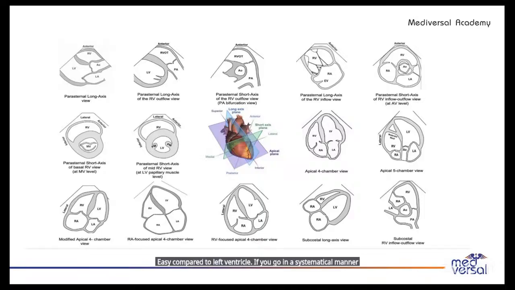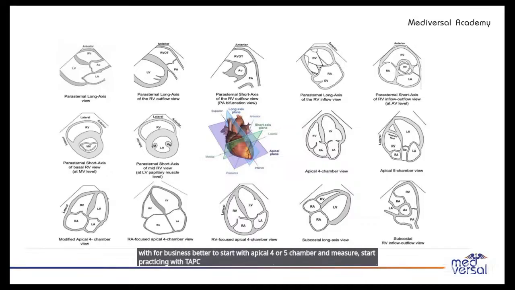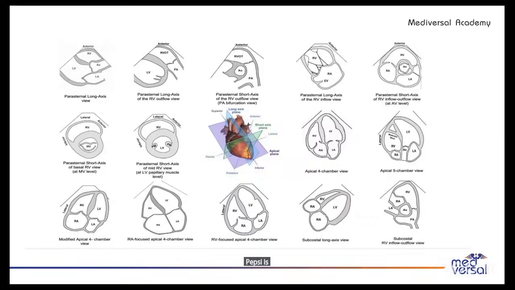First you have to start with the views: parasternal long axis, parasternal short axis, apical 4 chamber, apical 5 chamber. See all these structures, and you can serially measure. For beginners, it is better to start with apical 4 or 5 chamber and start practicing with TAPSE.